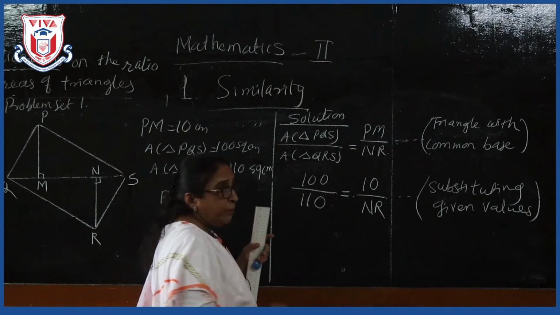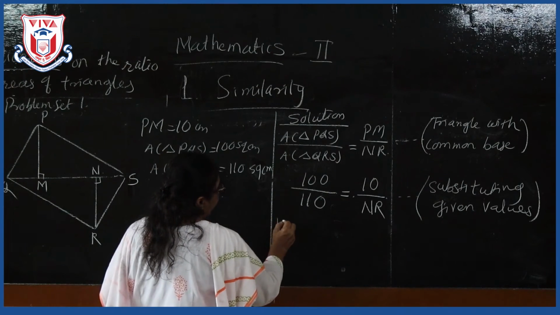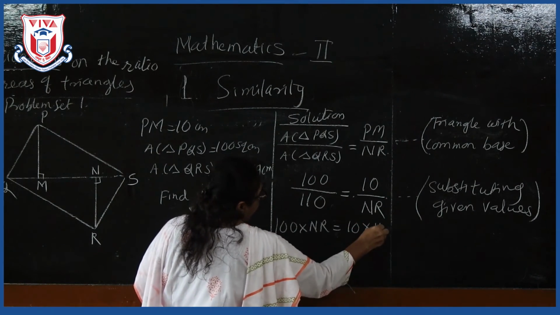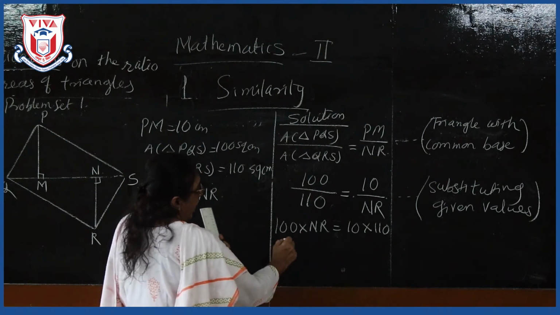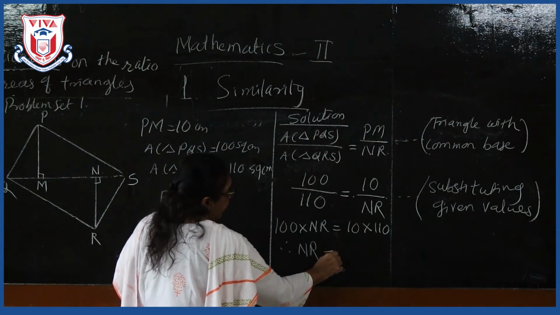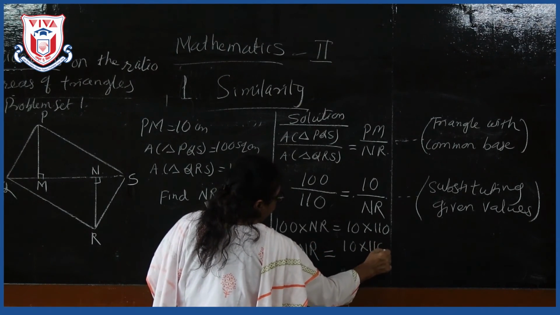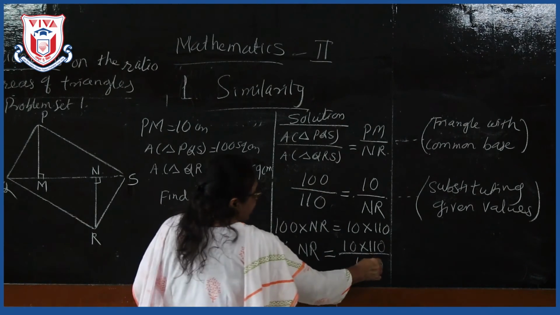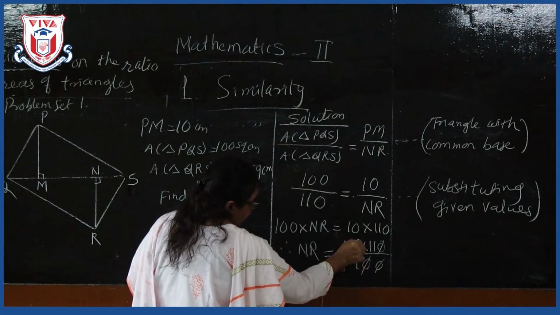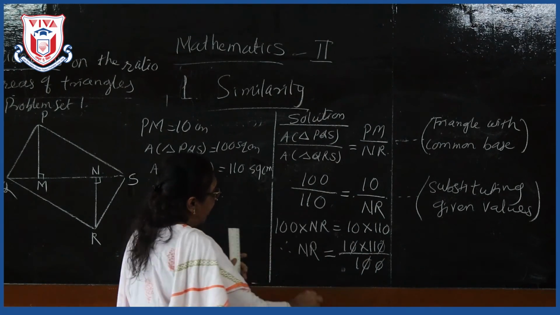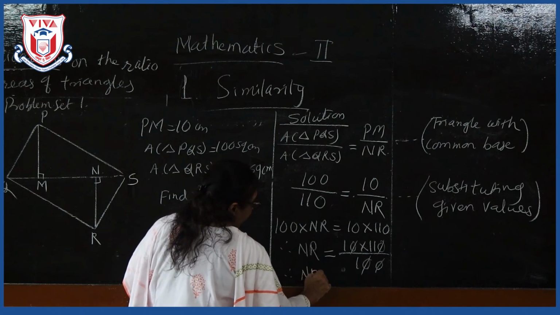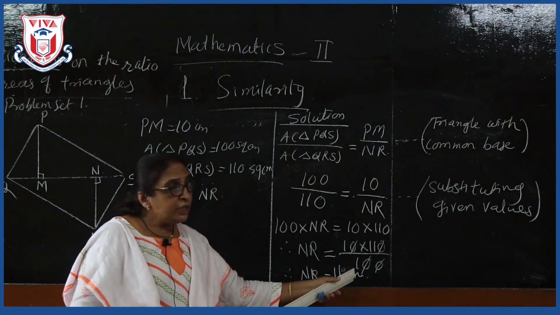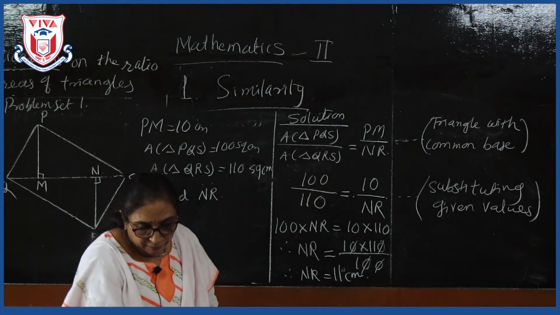Now you can simplify this. First do the cross multiplication. 100 into NR is equal to 10 multiplied by 110, and therefore NR is equal to 10 multiplied by 110 divided by 100. Here 0 will cut and the answer is 11. Therefore, NR is equal to 11 centimeter. So in this way, we can find out NR.